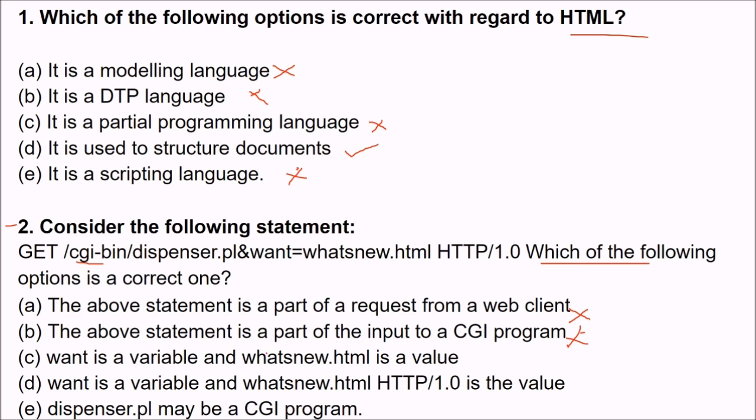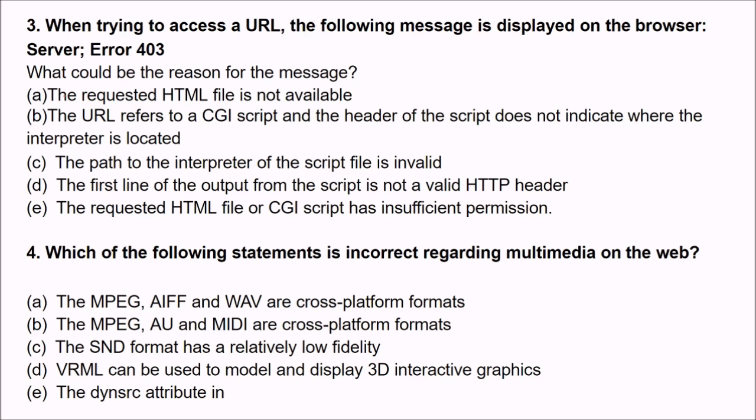Want is a variable, and whatsnew is a value. Is it correct? No, it is also not correct. Neither of these two is correct. D is, want is a variable and whatsnew.html HTTP/1.0 is a value. This is also not correct. Dispenser.pl may be a CGI program. Now this is correct, because PL means it may be a Perl program. This is correct. The answer is E.